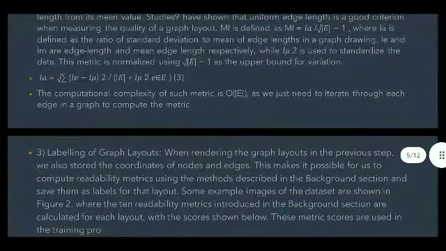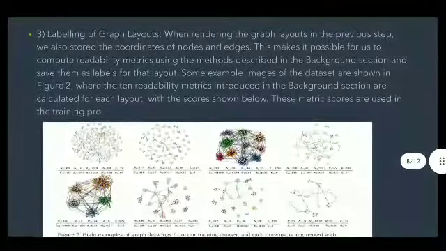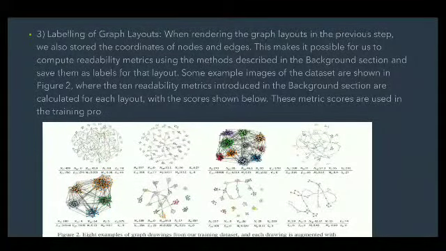And we have the labeling of graph layouts. When rendering the graph layouts in the previous step, we also store the coordinates of nodes and edges. This makes it possible for us to compute readability metrics using the methods described in the background. The metric scores are used in training.